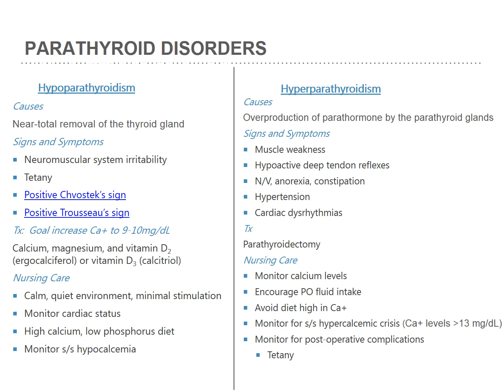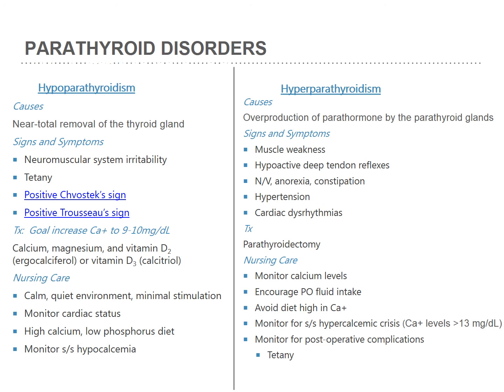And then the opposite of that is hyperparathyroidism. So the cause is overproduction of parathormone by the parathyroid gland, and this basically causes the calcium level in the blood to be way too high. So signs and symptoms would be muscle weakness, hypoactive DTRs or deep tendon reflexes, nausea, vomiting, constipation, anorexia, high blood pressure, and also a big risk for cardiac dysrhythmias.